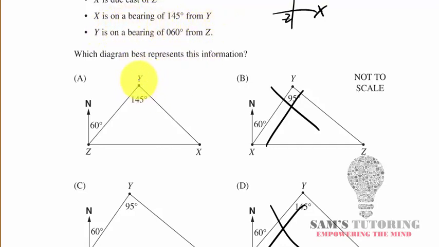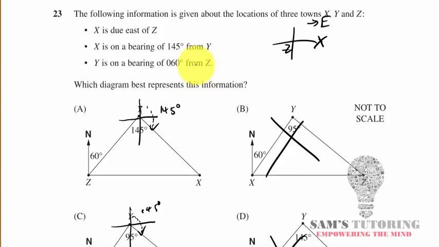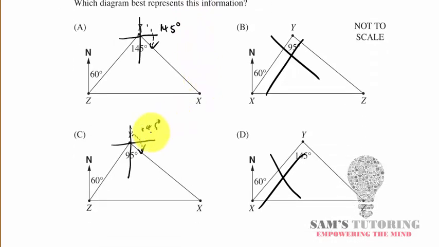That means if I have Y, I need to draw compass bearings on that. It's telling me that from here to here has to be 145 degrees. That's what it's saying. Okay? Now, which one's going to give me 145 degrees here? Is it going to be the 145 or 95? It's a bit confusing, but let's work it out.